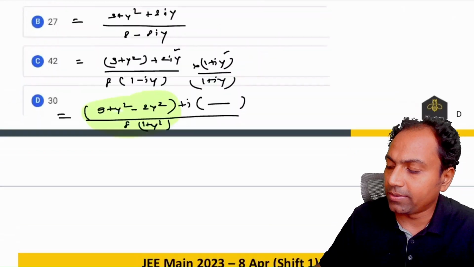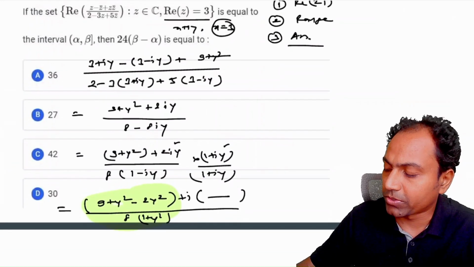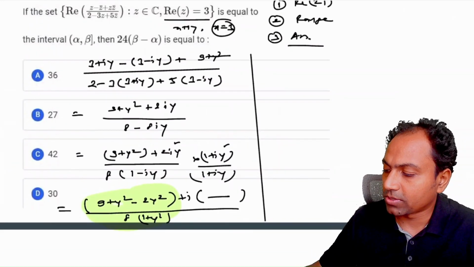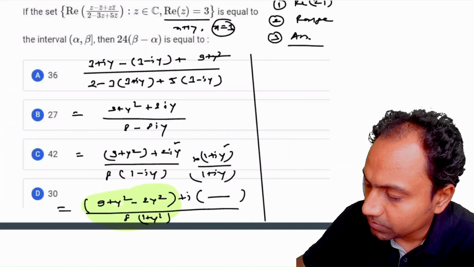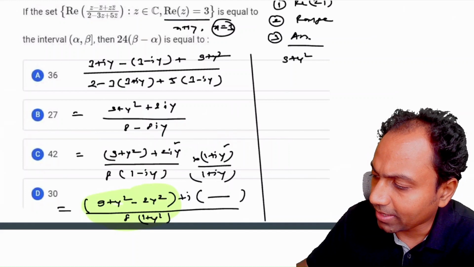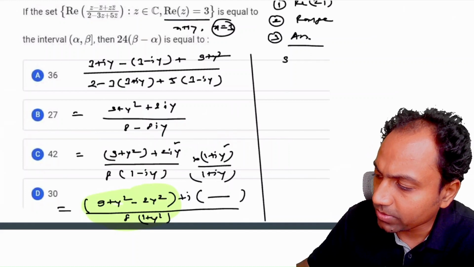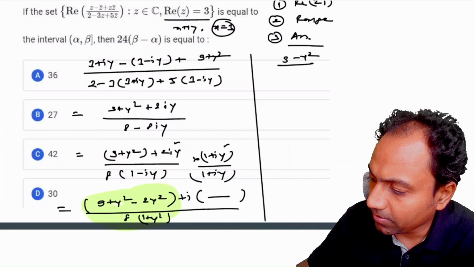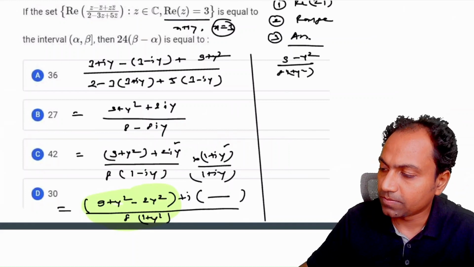So we have already done the first step of the question. Now let us move towards the next part of the question. If I take this as the real part, then 9 plus y square minus 2y square can be written as nothing but 9 minus y square by 8 times (1 plus y square). What I need to do is find the range of this function.